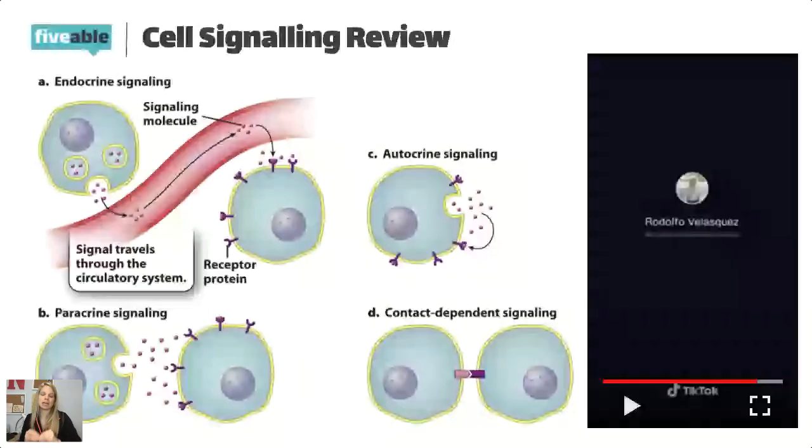This juxtacrine signaling is going to be extremely important for immune response, because you've got elements of your immune system, white blood cells, that literally just creepy crawl down your bloodstream looking for stuff that's not supposed to be there.